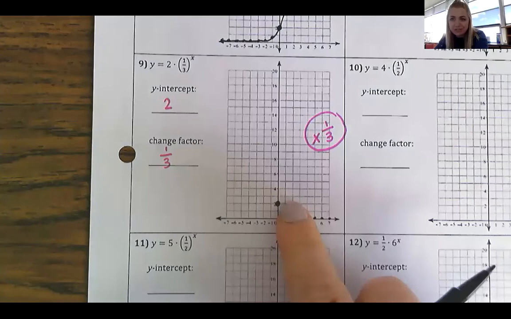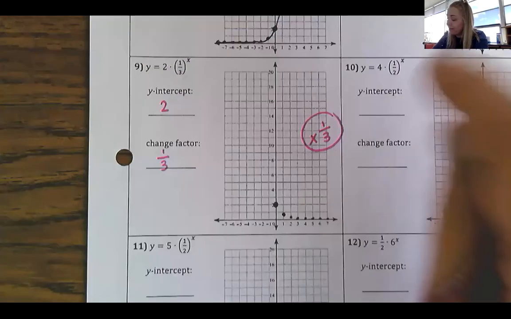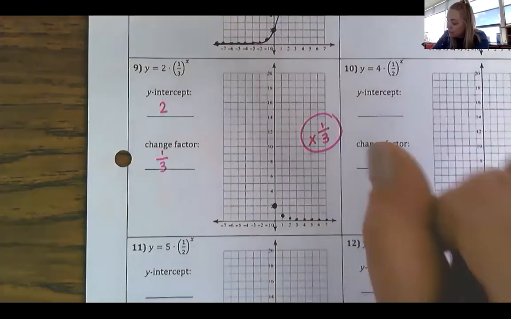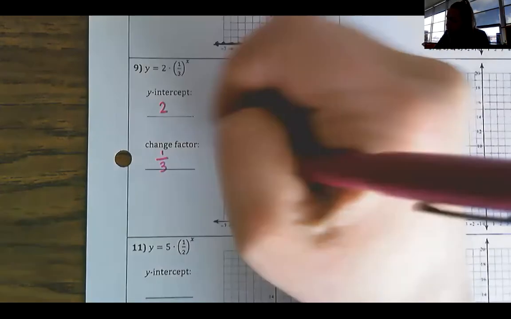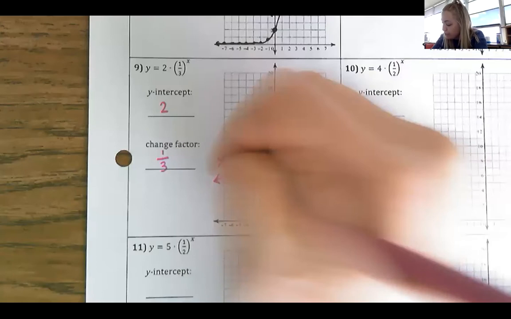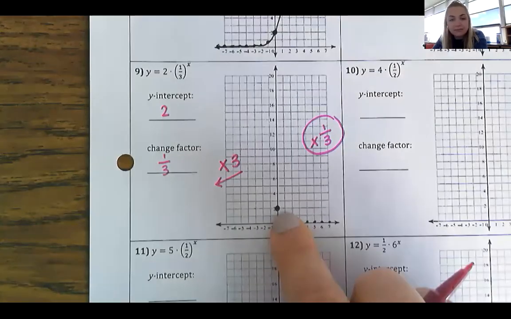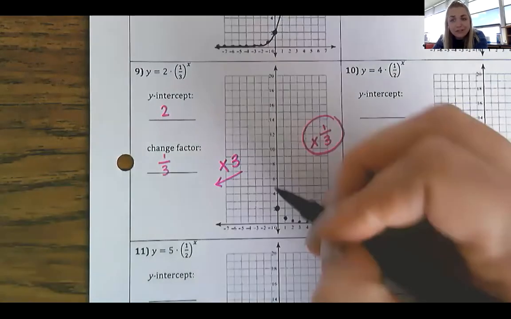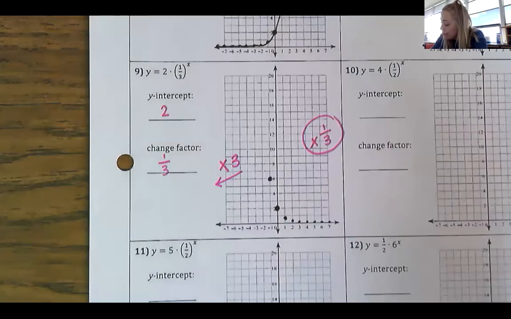Well, you do the inverse of this. So instead of multiplying by 1/3, on the left, I'm going to multiply by 3/1, which is just 3. Okay, so what is 2 times 3? 2 times 3 is 6. So go over a space up to 6. What's 6 times 3? 18. So go over a space and up to 18 for your next dot.